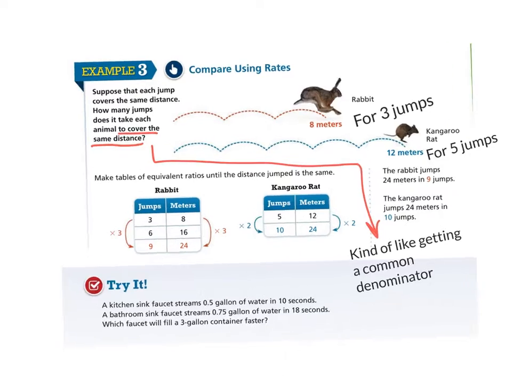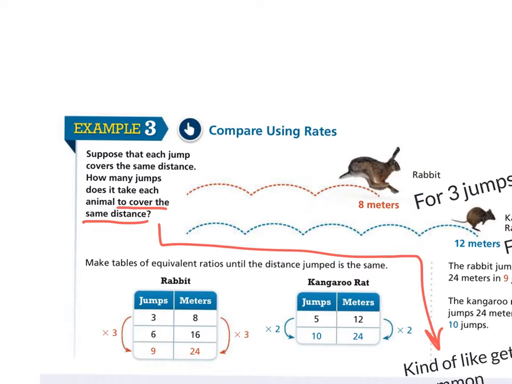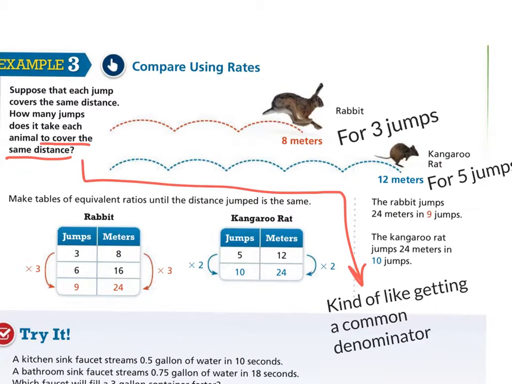So if we look at example 3, suppose each jump covers the same distance. How many jumps does it take each animal to cover the same distance? So in other words, the rabbit altogether jumped 8 meters, but each jump was the same distance. The kangaroo rat altogether jumped 12 meters. Each jump was the same distance.